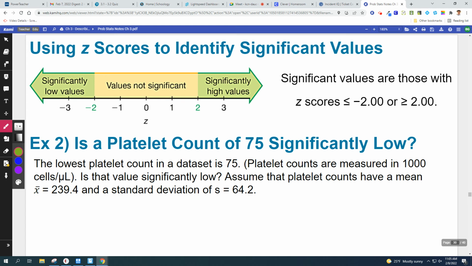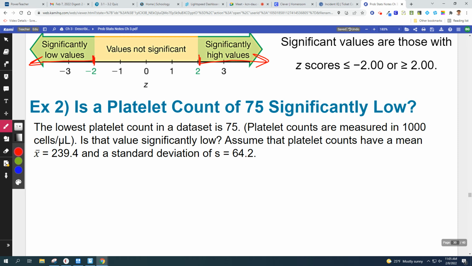Using z-scores to identify significant values. Remember earlier we talked about something that was lower than -2 or higher than +2 as being significantly low or significantly high. So that's just talking again about the same thing. Significant values are those with z-scores less than or equal to -2 or greater than or equal to +2. It's just a picture of that same thing.